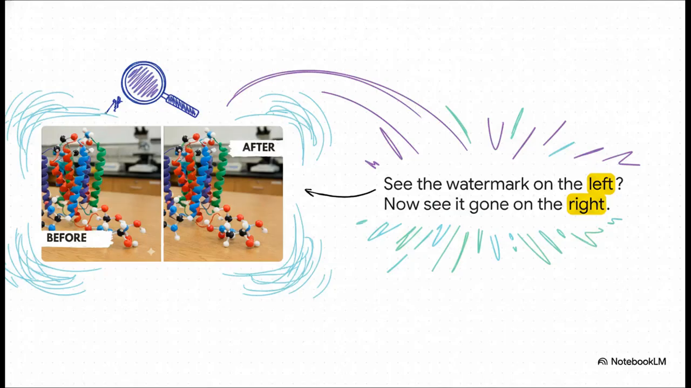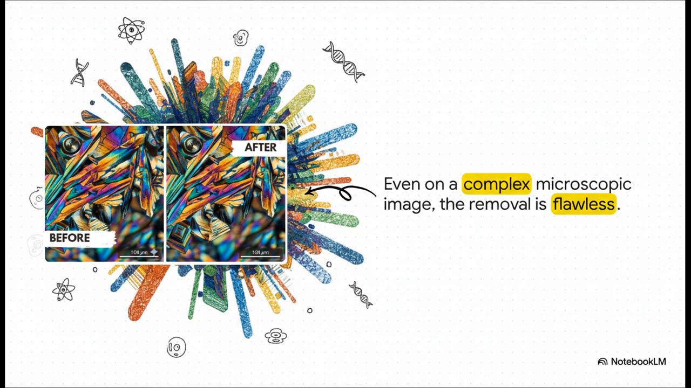So let's see it in action. Here's a super common lab visual, a physical molecular model. You see the watermark before, and after a single click, boom, it's gone. Perfectly. No weird artifacts, no blurriness, just a clean image. Okay, but what about something a little more complex? Look at this incredibly detailed microscopic image. I mean, the background is just a riot of color and texture, and yet, the tool handles it without breaking a sweat. The removal is totally seamless.